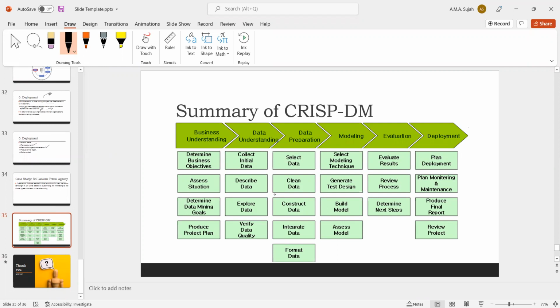This is the entire summary. These are the cross-industry standard process phases. These 6 phases contain different tasks. If you think about business understanding: determine the business objective, assess the situation, determine the data mining goals, and develop the project plan. These are different tasks that come under different phases. This is an overview of these 6 phases.